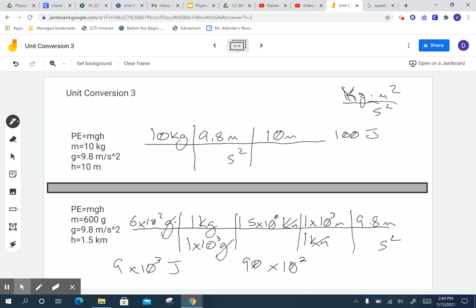This is a combination of how unit conversion works and also how you can find the potential energy here, and also how you can find derived units. Finding derived units, it's a further use of unit conversion. Just got to make sure you're paying attention to where things are supposed to go.